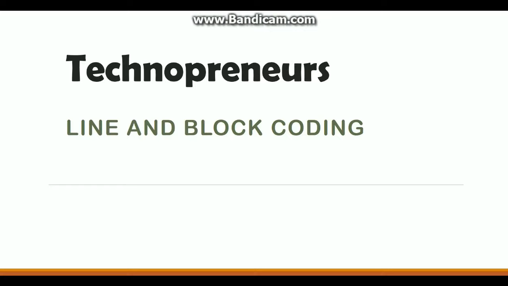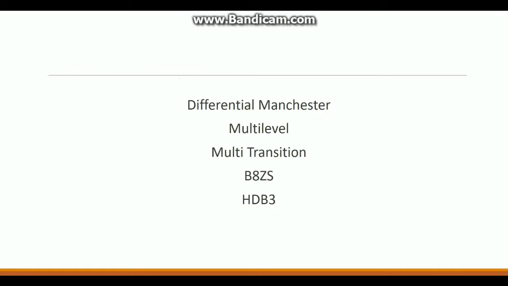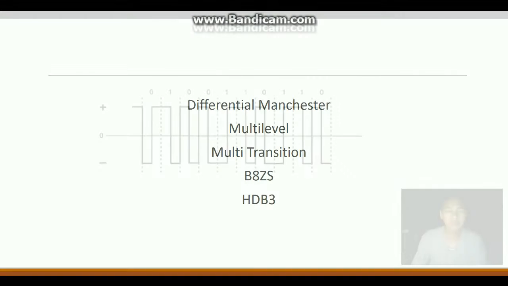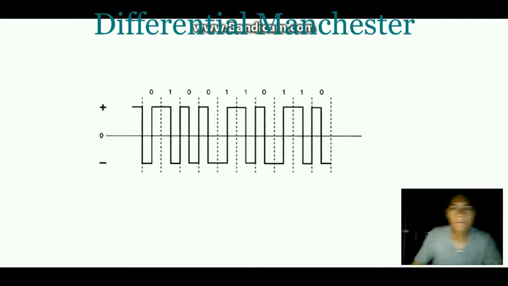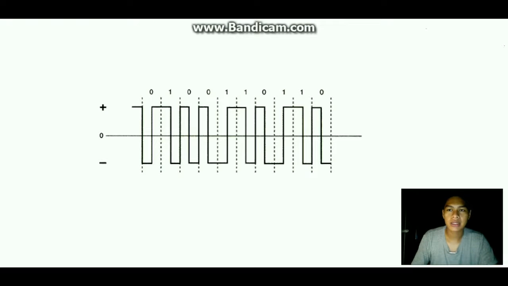In this video, we are going to teach you about line and block coding. For this video, we are going to focus on 5 types of block coding, which are differential Manchester, multi-level, multi-transition, BXZS, and HDB3. Hello there, my name is Ahmad Akram Zulfikkar, and right now I'm going to share with you about differential Manchester.